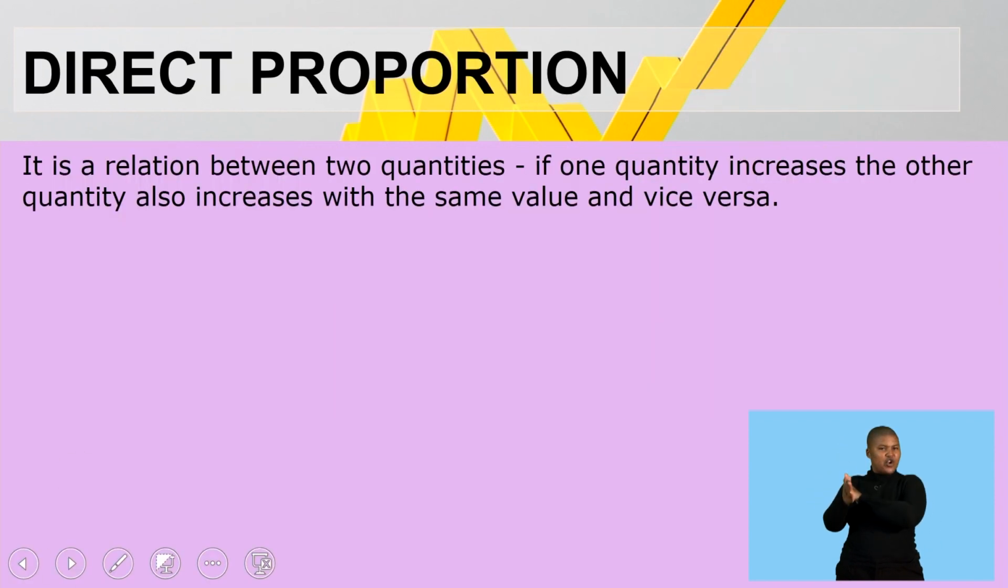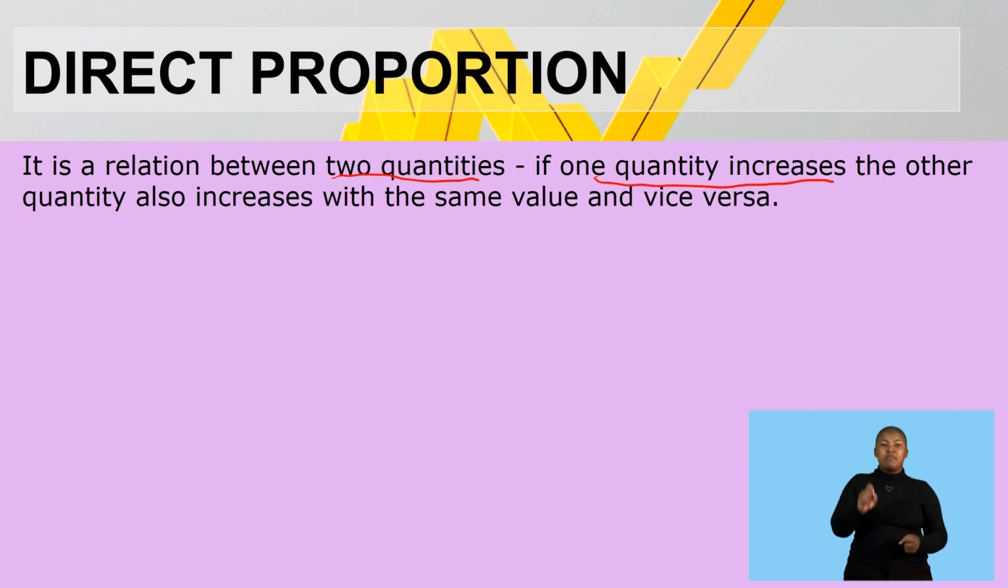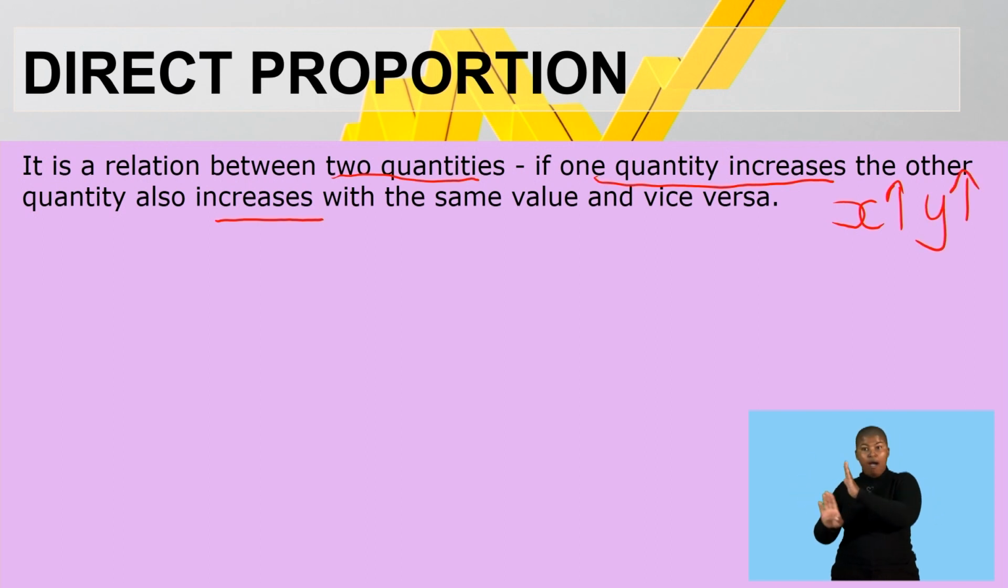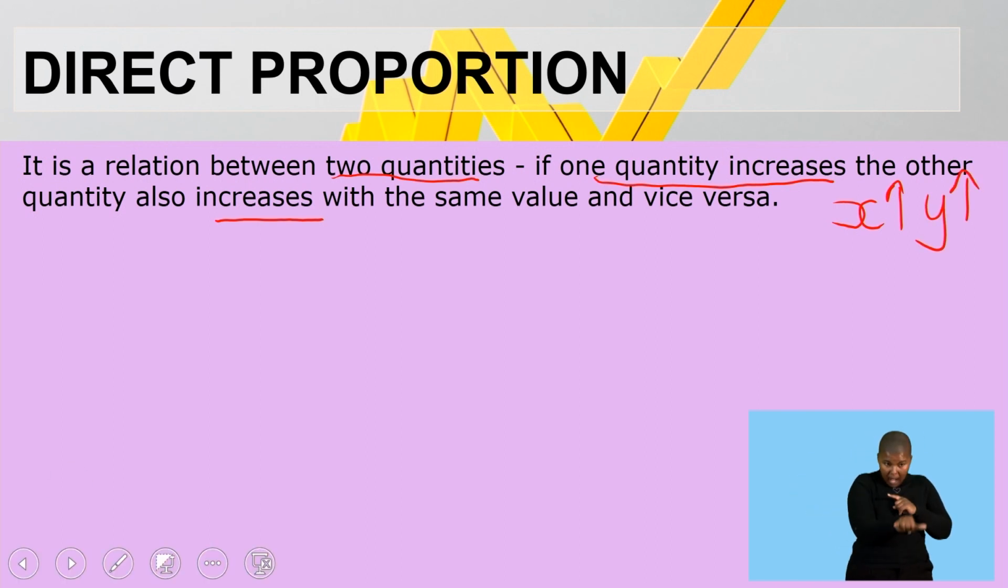Now, what is direct proportion? It is a relation between two quantities, and if the one quantity increases, the other one also increases with the same value, or vice versa. So if the x goes up, the y will go up as well.